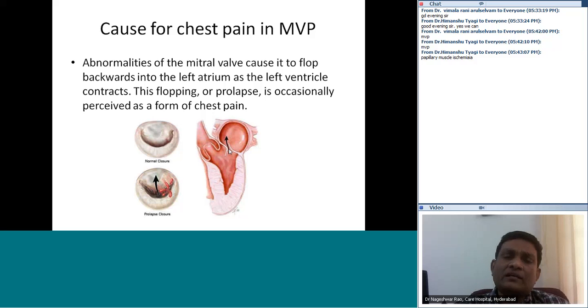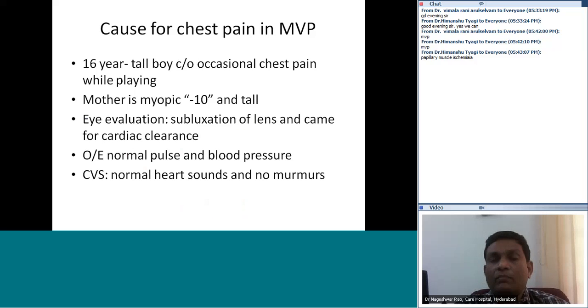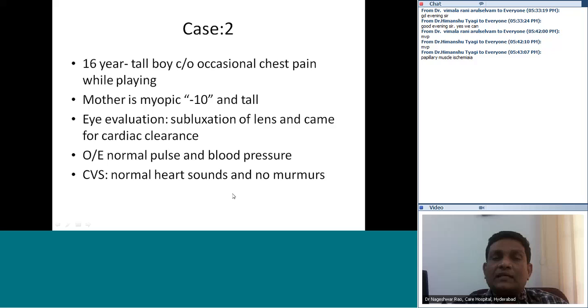So let us look at the second case. This is a 16-year-old boy, a tall boy, with occasional chest pain while playing. Mother is myopic, -10, and tall. He underwent eye evaluation because he also had a problem, and they found that there is a subluxation of the lens and requested cardiac clearance for the surgery. The examination showed normal pulse and blood pressure, normal heart sounds and no murmurs. So by this time you all must be knowing the diagnosis. Tell me, what is the diagnosis?